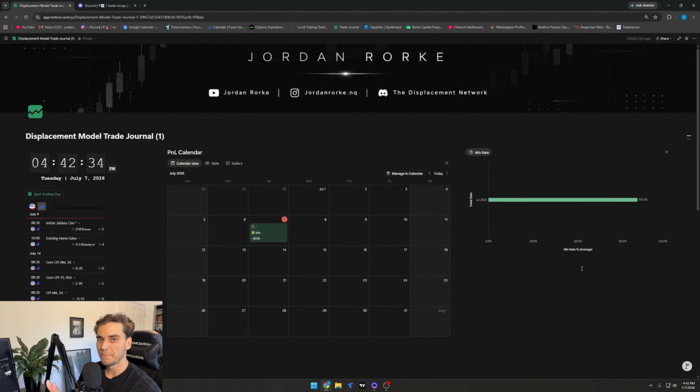This is honestly going to be one of the biggest improvements to your trading if you guys don't already journal. And if you do journal, simplifying it to only what's important is going to significantly increase your win rate because you know exactly what you have to work on for the following week.